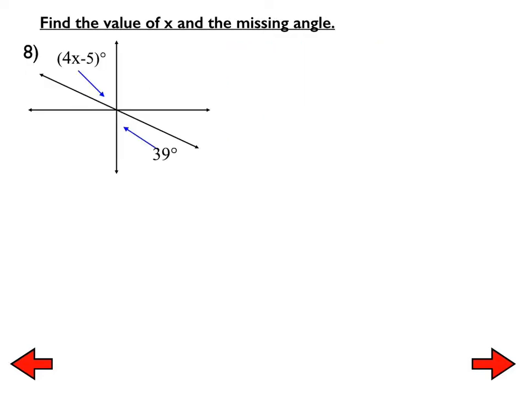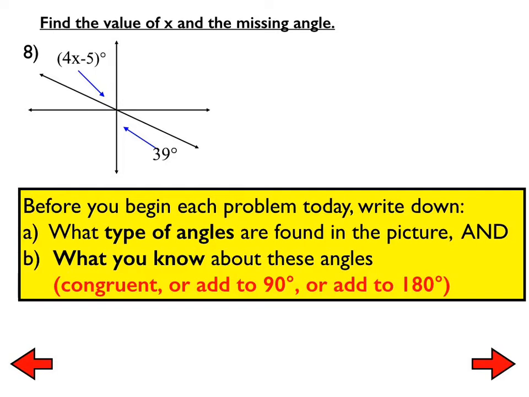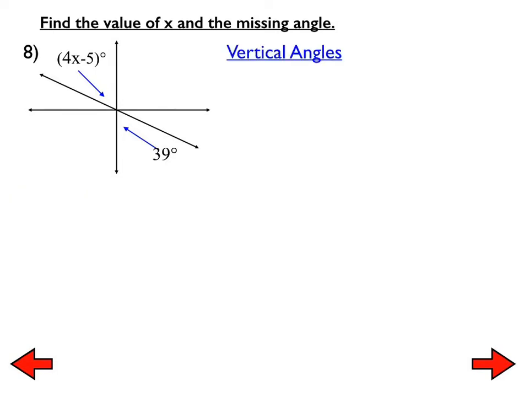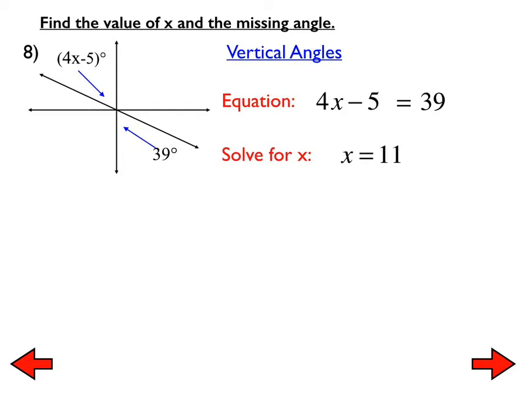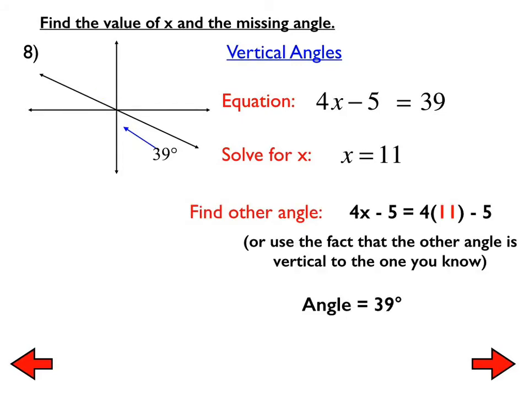In number 8, we have vertical angles. We know that vertical angles are congruent or are equal in measure. And so therefore our equation should look like this: 4x minus 5 is supposed to be equal to 39. Add 5 to both sides, then divide by 4, and x equals 11. And we are finished for today.